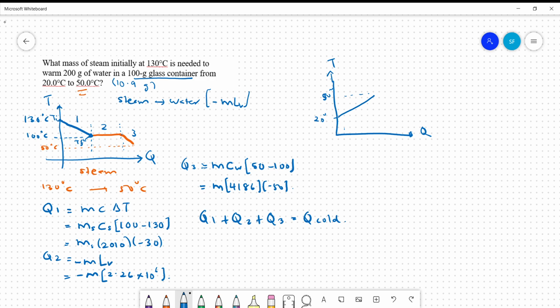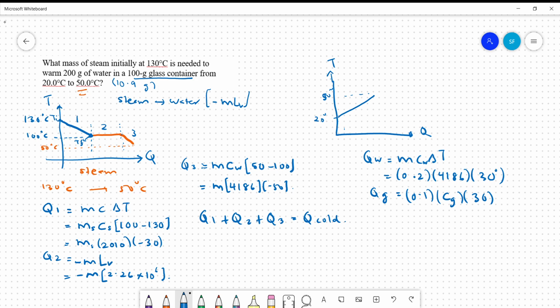Here we have Q water equals mc delta T. The mass of the water is 200 gram, equals 0.2 kilogram, the specific heat of water is 4186, and delta T is 50 minus 20, that is 30 degrees Celsius. For the glass, the mass is 100 gram, so 0.1 kilogram, and you can refer to your textbook for the specific heat of glass, and the change in temperature is also 30 degrees Celsius.